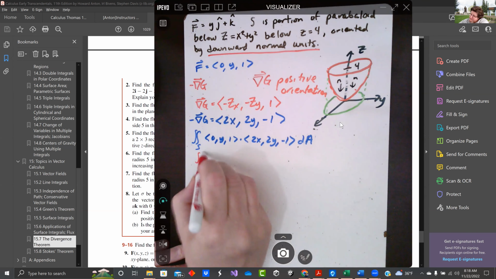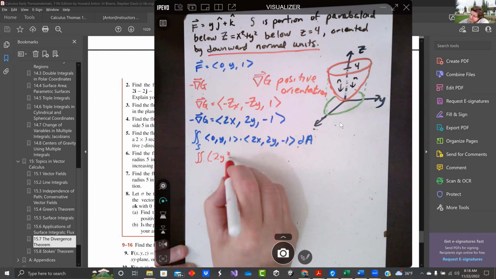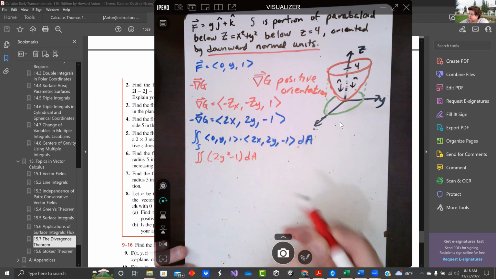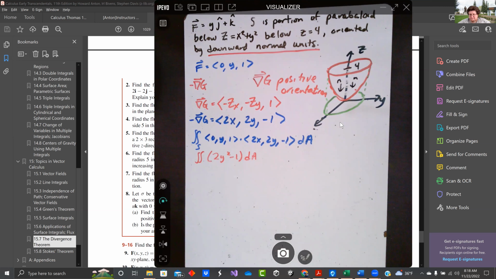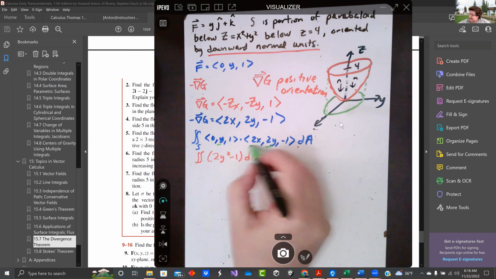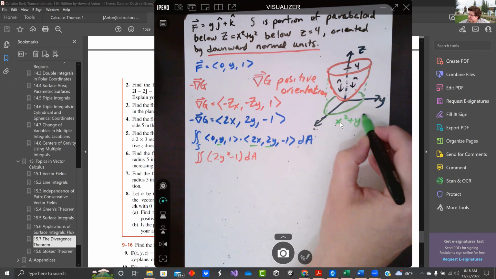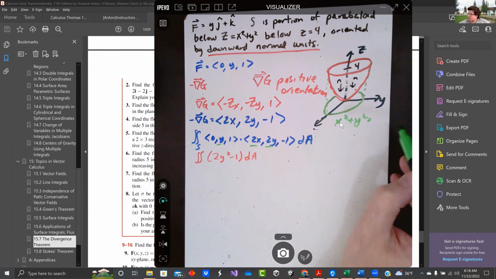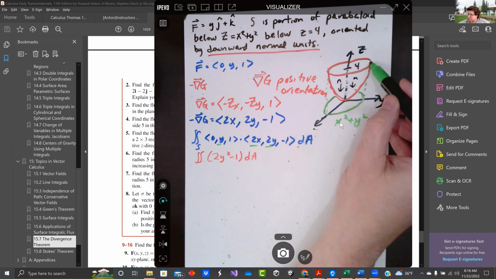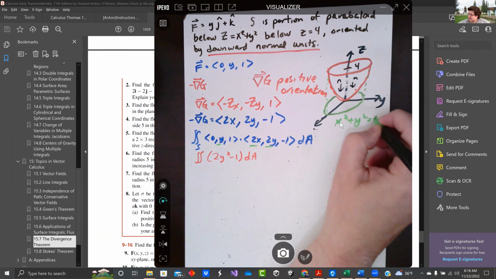And so it looks like our surface integral boils down to 2y squared minus 1 dA. Now we are in terms of x and y. So our surface is in the xy plane. And in the xy plane, we have x squared plus y squared equals what? It's a projection from the very top, z equals 4. So if I plug in 4 to my equation, I have x squared plus y squared equals 4.